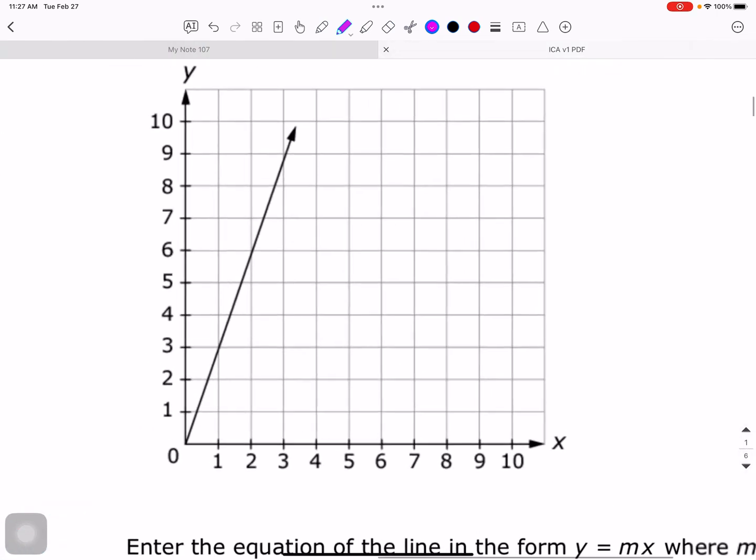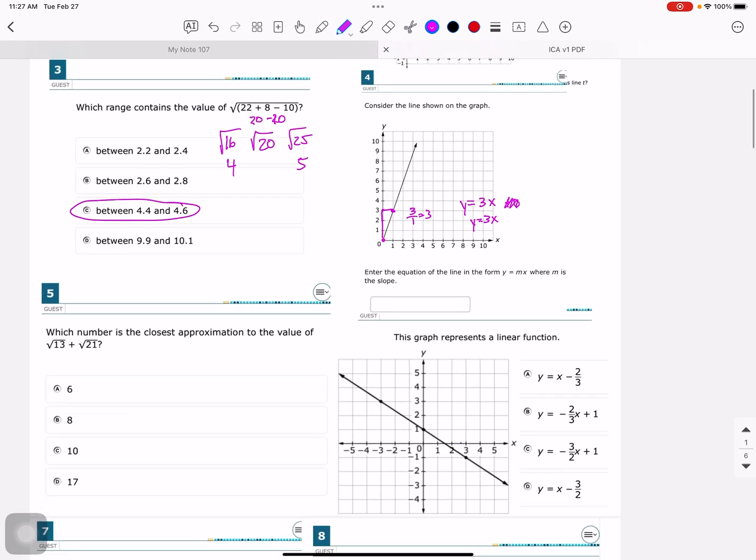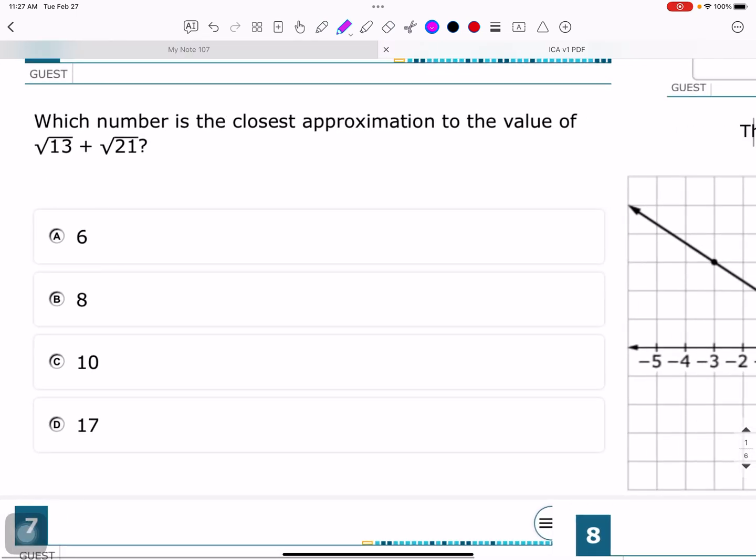This one, what's this equation? Well, let's see, it starts at 0, so y equals something something plus 0. It goes up 3 over 1. Up 3 over 1 is just 3, so y equals 3x plus 0. We don't write the plus 0. y equals 3x.